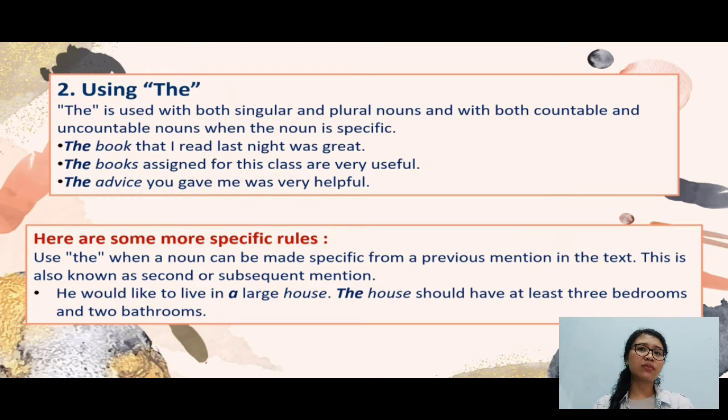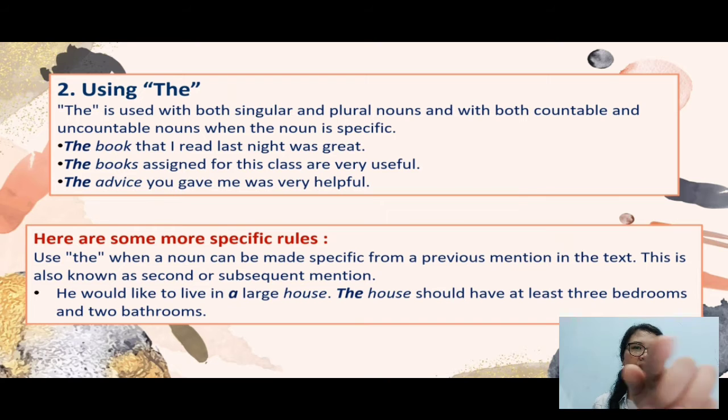So yeah, here are some more specific rules. Use the when a noun can be made specific from a previous mention in the text. This is also known as second or subsequent mention. For example, he would like to live in a large house. The house should have at least 3 bedrooms and 2 bathrooms.